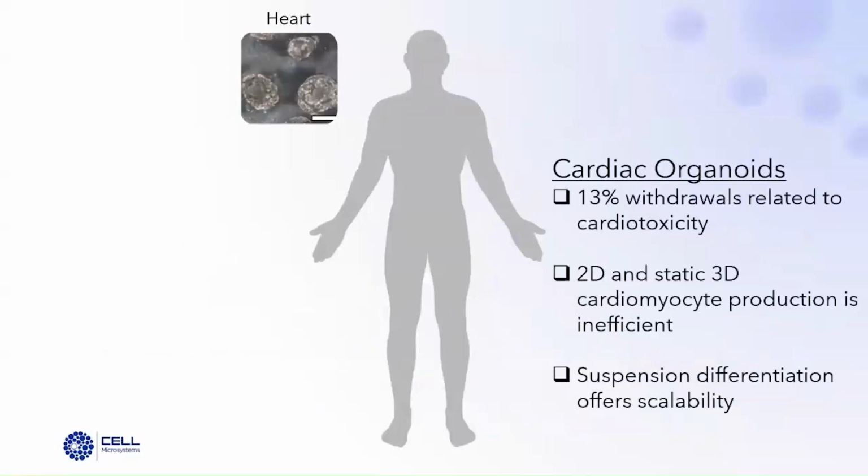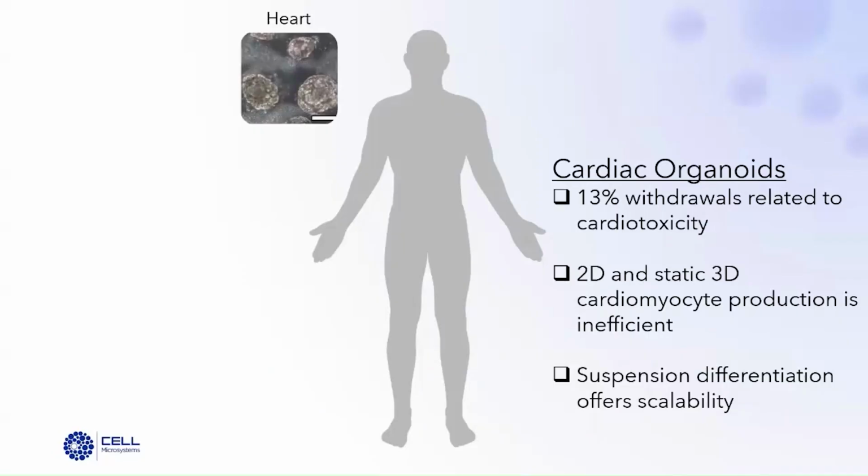Our next model system that we're going to discuss are cardiac organoids. iPSC-derived cardiac models are invaluable in studying disease and drug toxicity testing. And that's because more than 13% of withdrawals from the drug discovery process are related to cardiotoxicity.